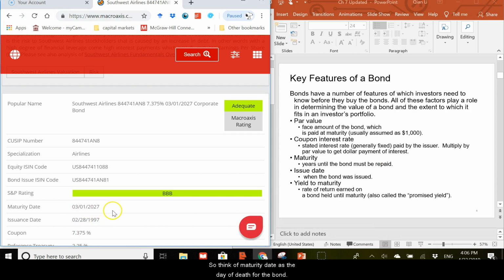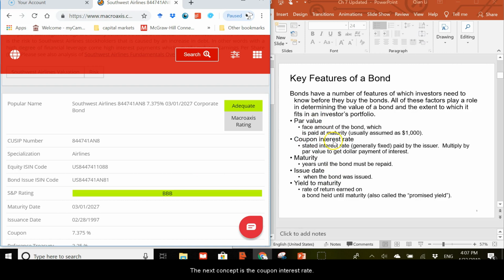So think of the maturity date as the day of death for this bond. After March 1st of 2027, this bond will not exist. This also means by March 1st of 2027, Southwest Airlines actually will pay $1,000 face value, or say the par value, or the principal payment, whatever you want to call it, per bond to the bondholders. So usually the par value is assumed as 1,000 per bond. That's just a custom. So again, that's the amount that this company will pay investors back at maturity. Think about this as the last lump sum payment to the bondholders.